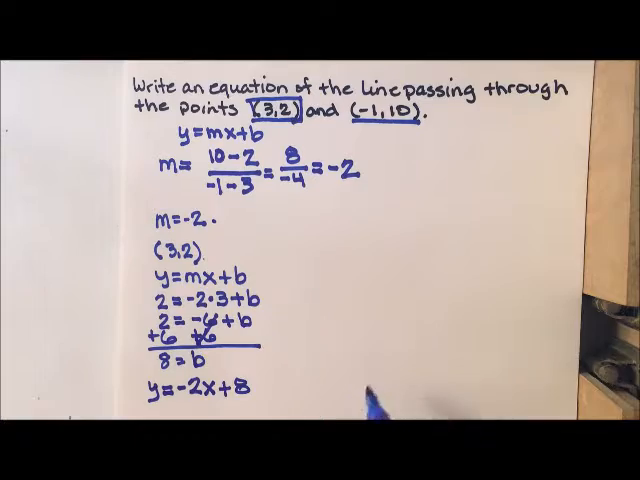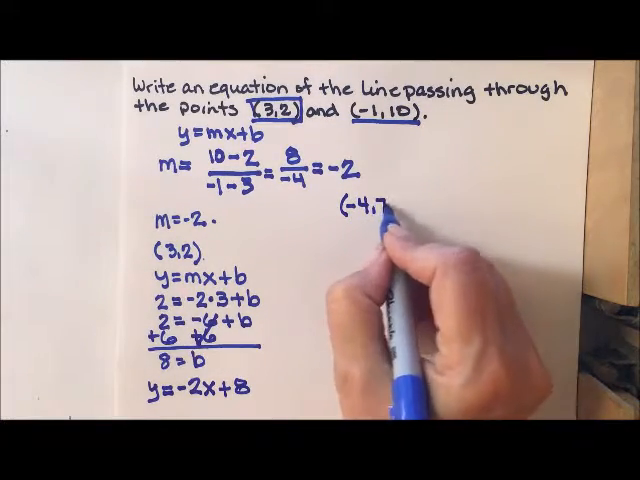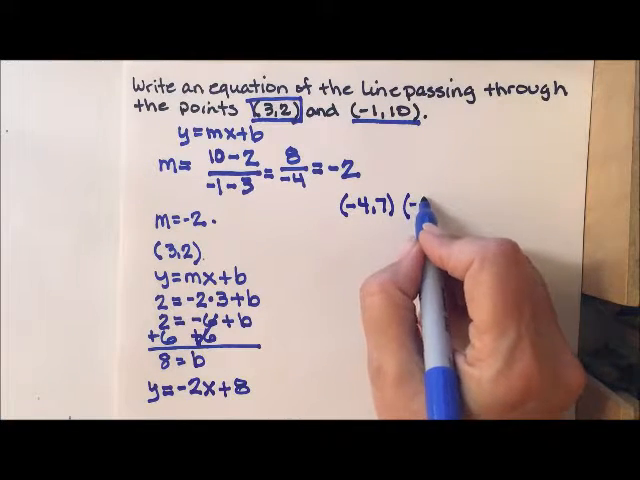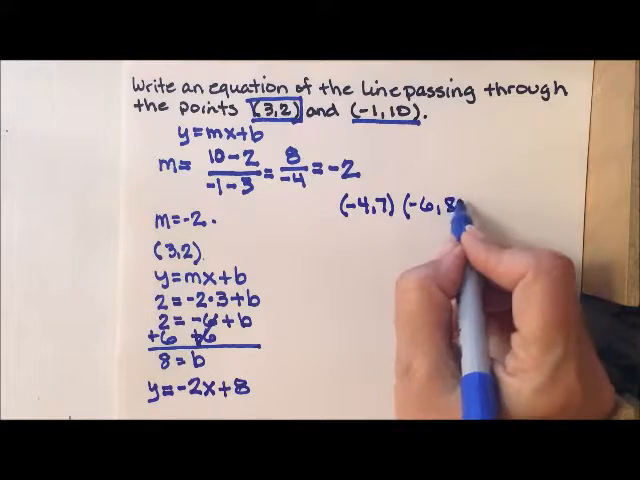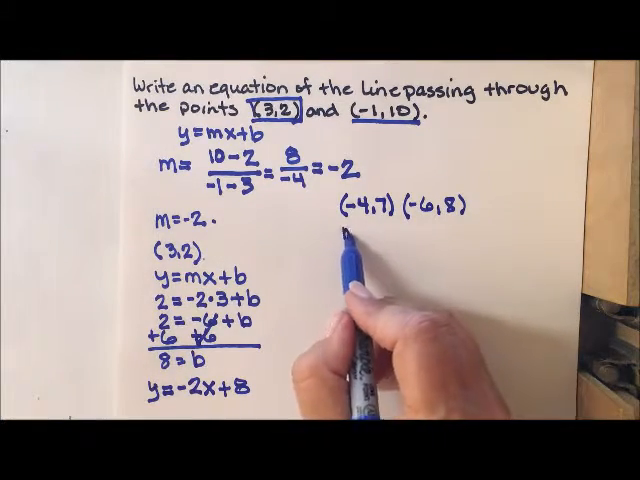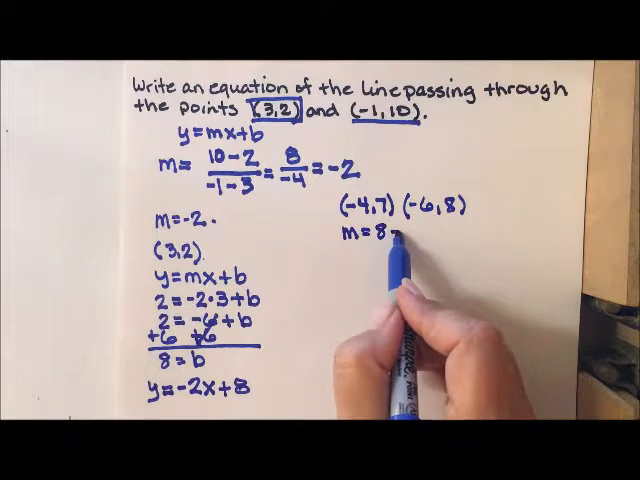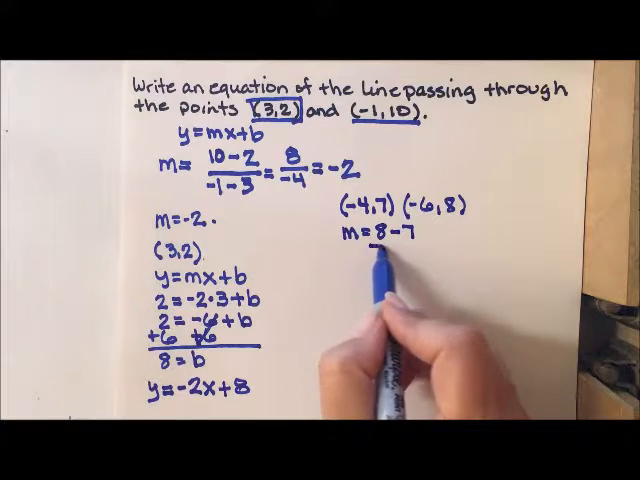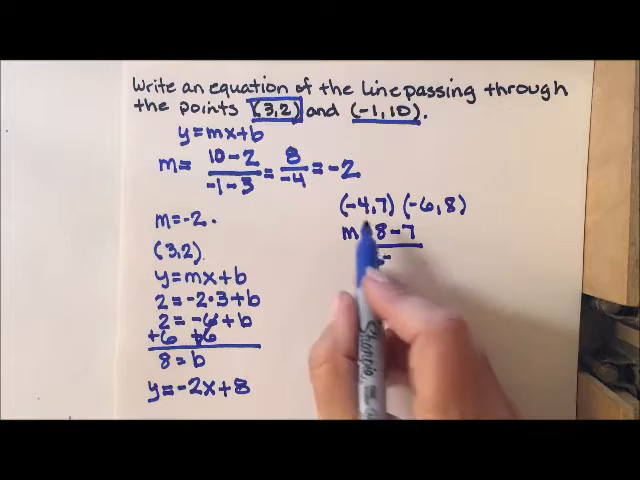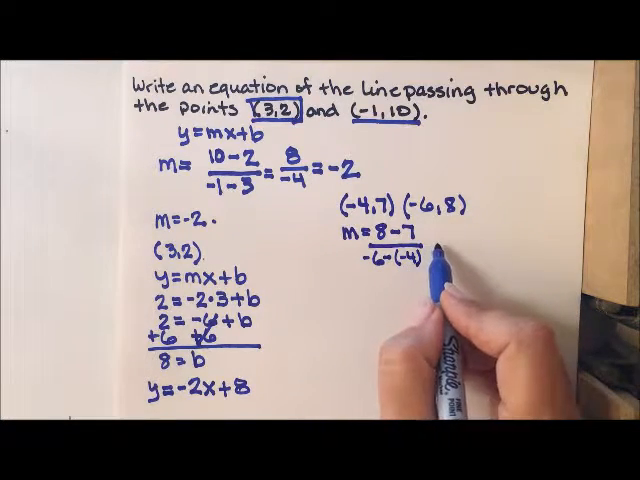Let's try another one of those. How about if I have the 2 points (-4, 7) and (-6, 8). Here again, my first step is going to be to find my slope. So I'm going to start with my second y, 8 minus 7 over my second x, -6, minus, and this is negative, so here again I'm going to put it in parentheses.